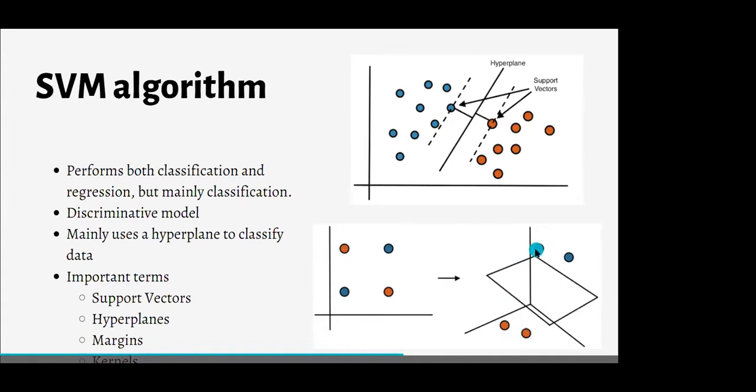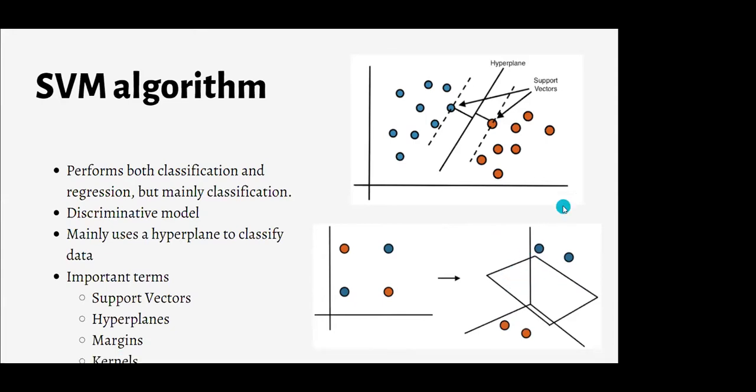So common kernel functions include linear kernel functions, Gaussian, RBF. For now, we'll be talking about linear kernel functions, but if you're curious and you want to know more about kernel functions, you can always look it up. And also you can ping me up and we can talk about it.